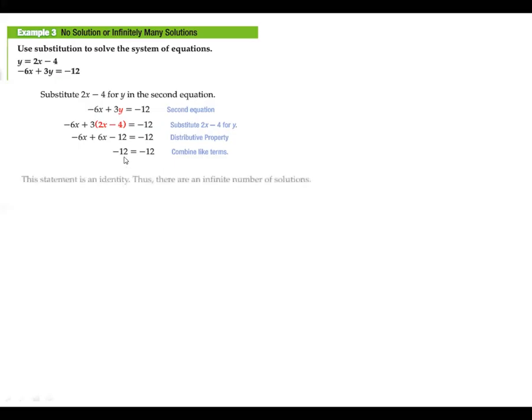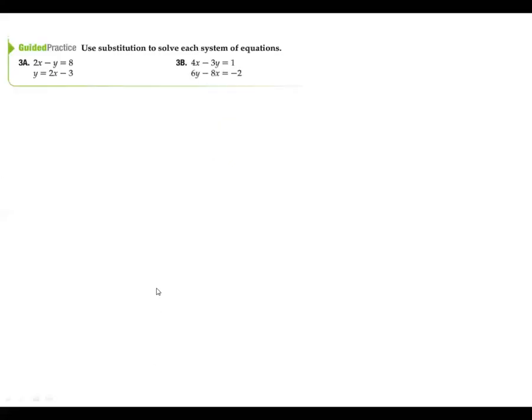Well, when you have negative 12 equals negative 12 and the variables all canceled, you have a true statement. And remember, when you have a true statement, that means there's an infinite number of solutions. So this system of equations would be consistent and dependent. Okay? All right, let's try these ones. Go ahead and pause the video.